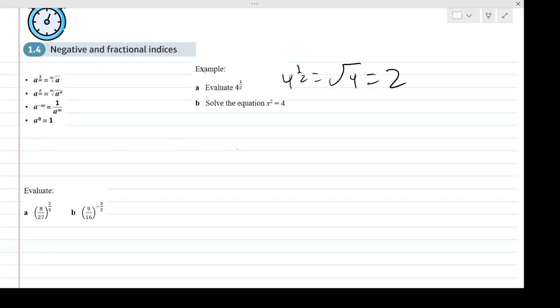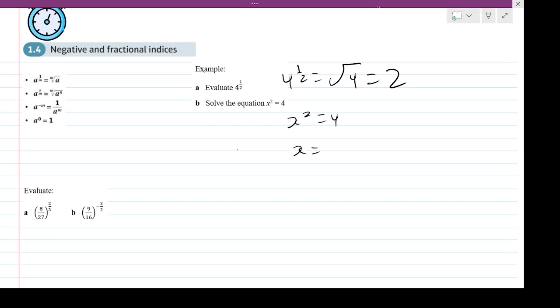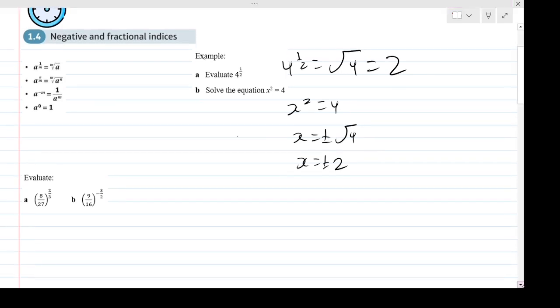Okay, we only get the positive number out of a root, out of a square root anyway. But then we need to solve the equation x squared is 4. Now then you would root both sides to get x, and then it'd be plus or minus root 4, so plus or minus 2. So when you are solving an equation like this, we need to consider the plus and the minus, all the possibilities. But when we're just rooting, we only consider the positive answer. So because root 4 is just positive 2, we get plus or minus root 4, so plus or minus positive 2.